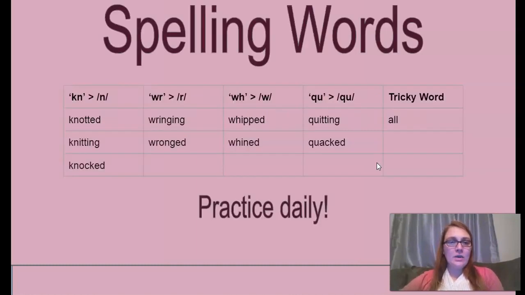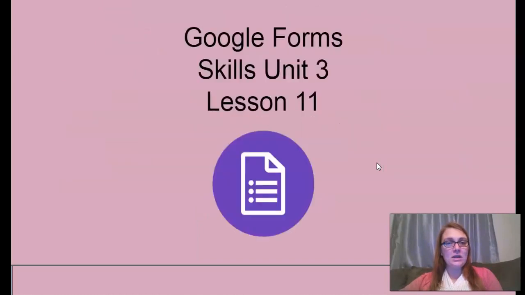Okay, spelling words. We have KN words, spelled KN with an N sound: knotted, knitting, and knocked. WR words: ringing and wronged. WH words: whipped and whined. QU words: quitting and quacked. And our tricky word, all. Make sure you practice these daily this week.